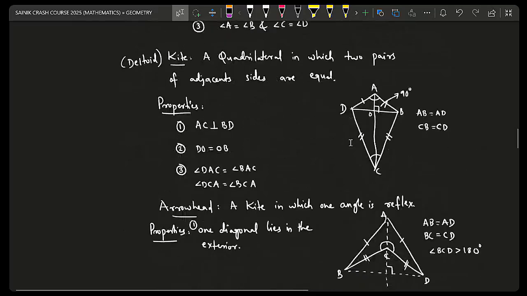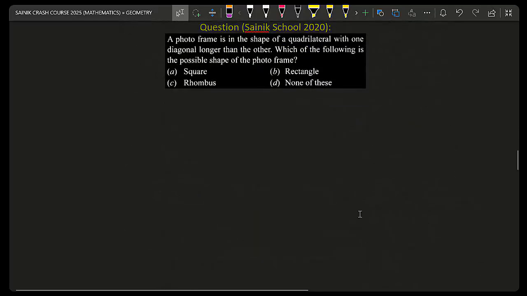Now, based on these properties, we have some questions. This question came in the 2020 paper. All of you try to solve this. A photo frame is in the shape of a quadrilateral with one diagonal longer than the other. Which of the following is a possible shape of the photo frame? Is it a square? Is it a rectangle? Is it a rhombus? Or none of these? Who is going to answer this question? Raise a hand if you want to answer.